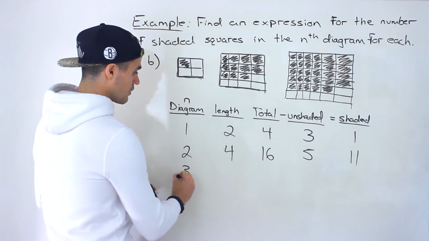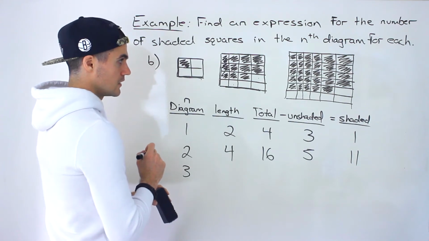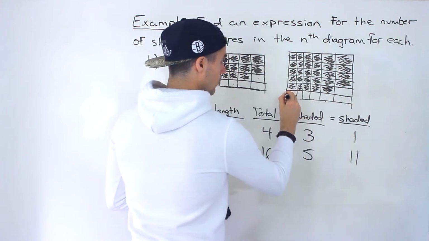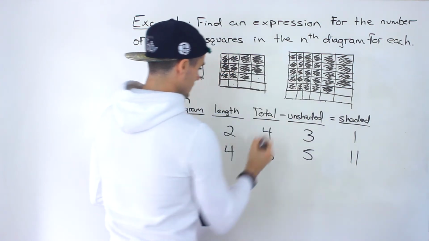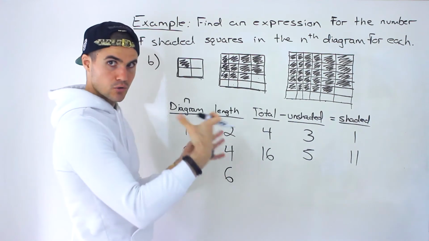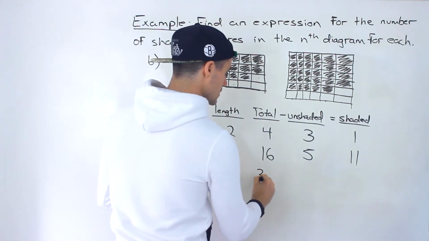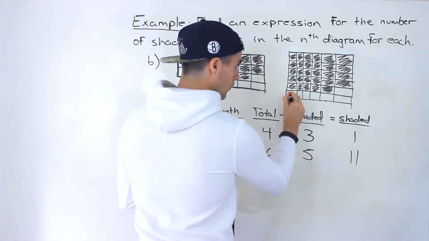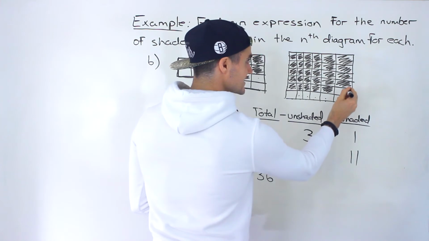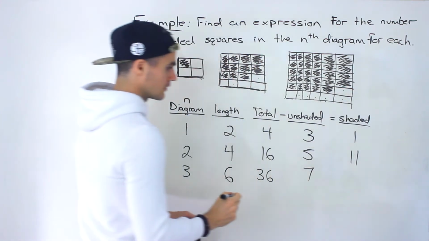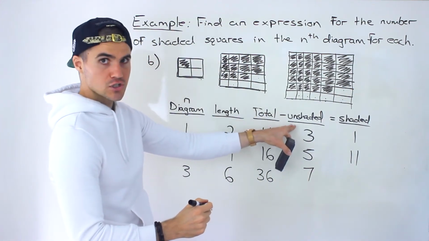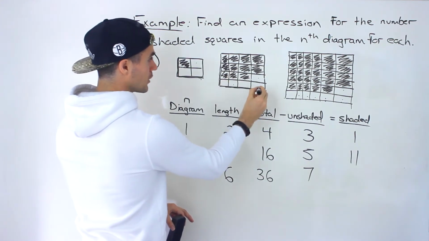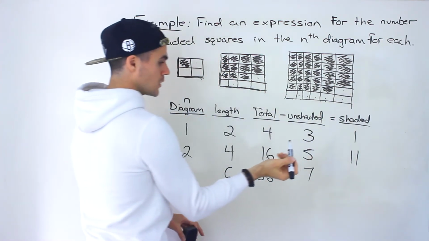And then for the third diagram, what's the length? 1, 2, 3, 4, 5, 6. So the length is 6, meaning that the total is going to be 6 to the power 2, which gives us 36. The number of unshaded squares: 1, 2, 3, 4, 5, 6, 7 over here. And hopefully you're catching the pattern here for the unshaded. Notice it's just the bottom row plus 1, every time.